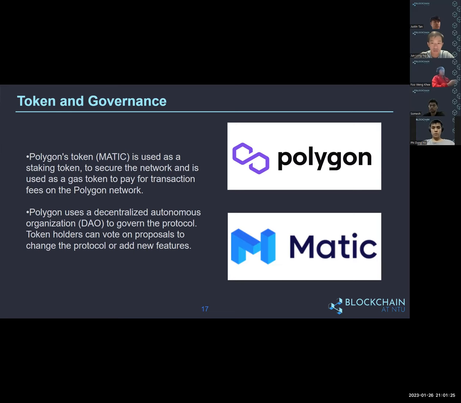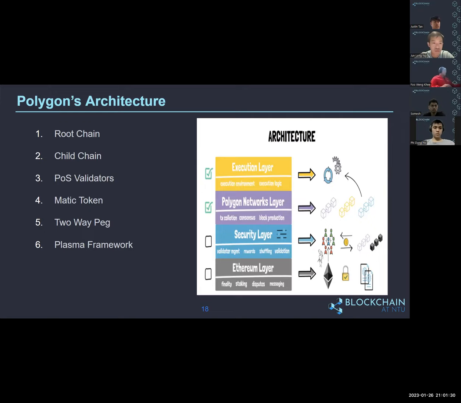Okay, so Polygon's architecture has six main features. Let me explain these key components before explaining how it works. Firstly, the root chain. The root chain is the main Ethereum blockchain that acts as the backbone of the whole Polygon network. It's responsible for maintaining the overall security of the system and ensuring the transactions on the child chain are valid. Next will be the child chain. Child chains are sidechains connected to the root chain explained earlier.